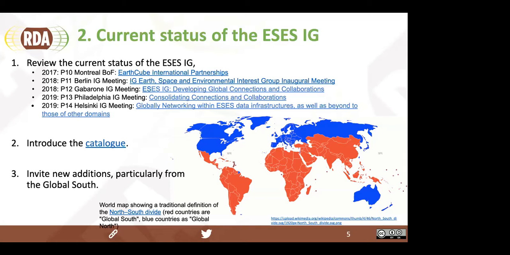You can also maybe look at some of them and think, oh, that's outdated. I'm now the person in charge of that one. So do update the name. And from about row 55, we then have the cross-domain groups that are not exclusively Earth, space and environmental science, but also are more broad, but have a component of Earth science data in them. So again, it'd be lovely if we could see some new ones coming in, particularly from the Global South.